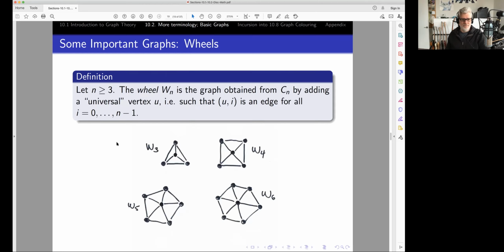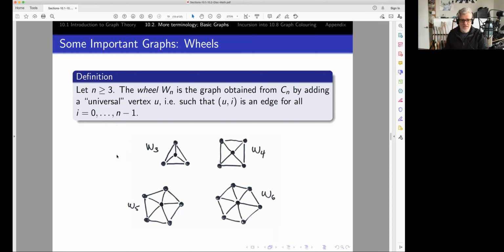The wheels. So you take a cycle and you put a new vertex in the middle. I drew them this way because that's the simplest way to draw them, but you can draw them in many other ways. That's why they're called wheels, right? So you take a cycle, you add a vertex in the middle, and it's adjacent to every vertex in the cycle. This is called a universal vertex.